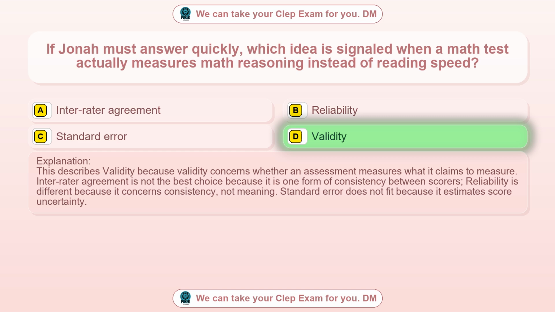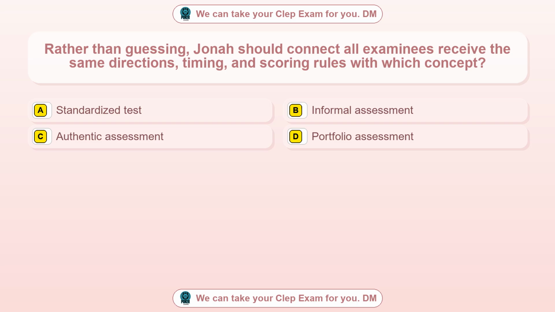Question 58. Rather than guessing, Jonah should connect "all examinees receive the same directions, timing, and scoring rules" with which concept? Option A, standardized test. Option B, informal assessment. Option C, authentic assessment. Option D, portfolio assessment. The correct answer is option A, standardized test.